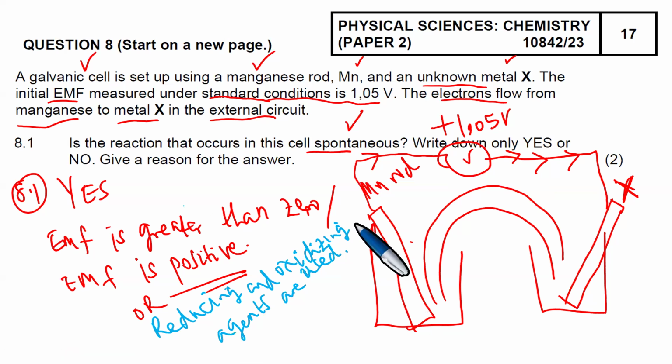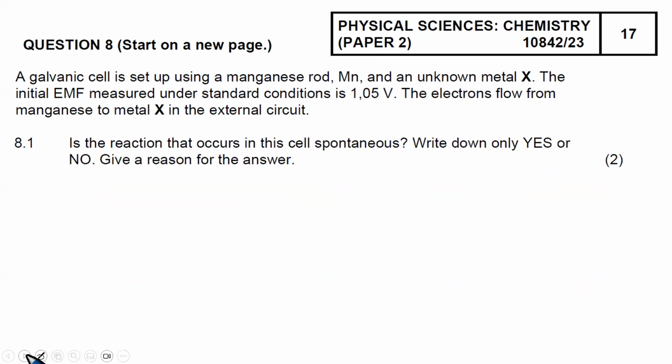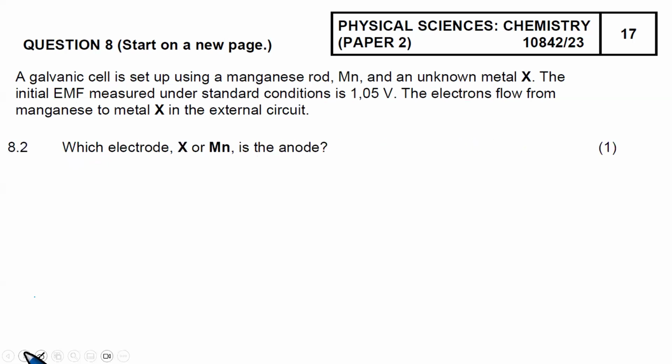We move on, and as we start what we call galvanic cells, this one is a manganese rod and also an unknown metal X. Pay attention to the electrochemical cells in chemistry. Next question. Which electrode, manganese or X, is the anode?